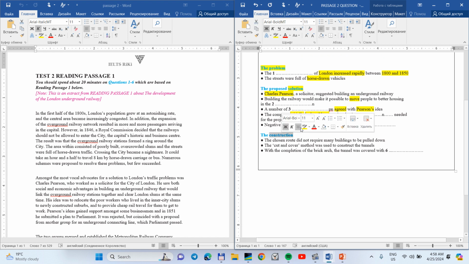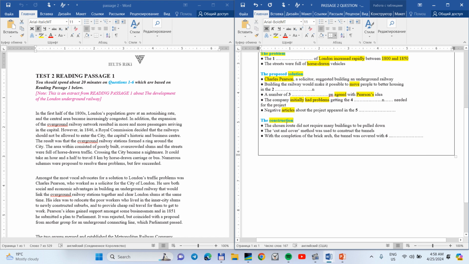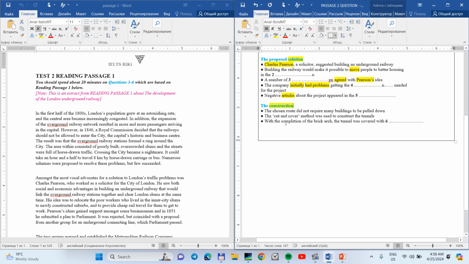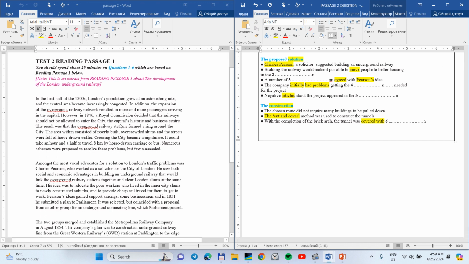And we will be discussing construction. The children didn't require many buildings to be pulled down. Okay, cut and cover. It is a word that we come across in the passage. This method was used to construct the tunnel, which was a completion of a brick arch, and the tunnel was covered with what? Covered with, we need a noun here. Appeared, we also need a noun. Okay, so let's get started reading, guys.